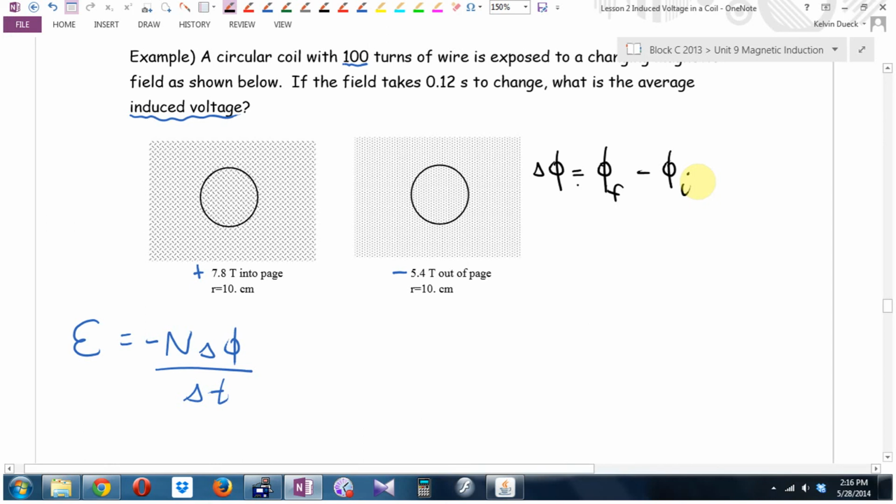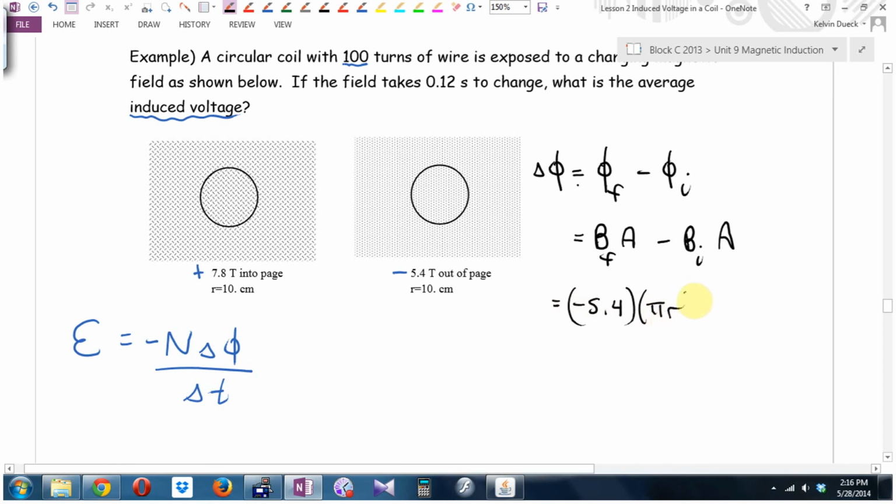What's changing, the area or the magnetic field? So this is going to be B final area minus B initial area, because flux is magnetic field times area, and they're both perpendicular, so I'm good with that. What's the final magnetic field? Negative 5.4. Area, what shape? Circle.